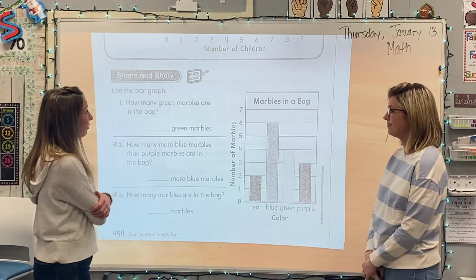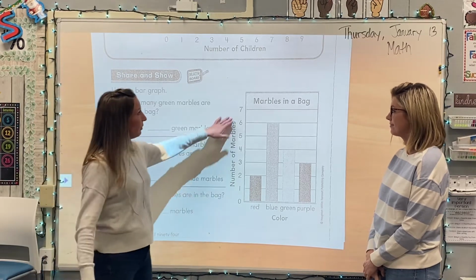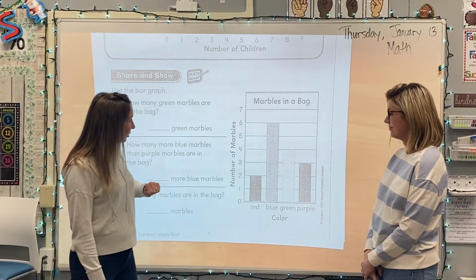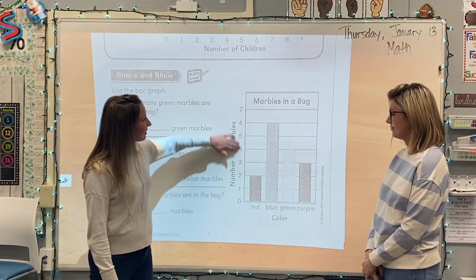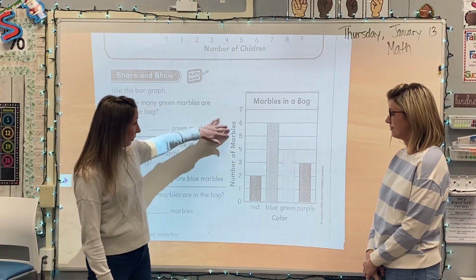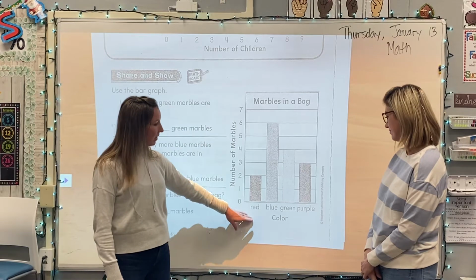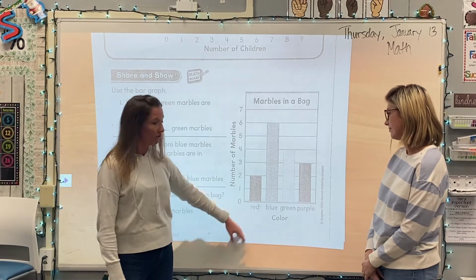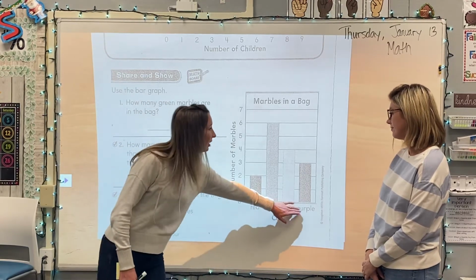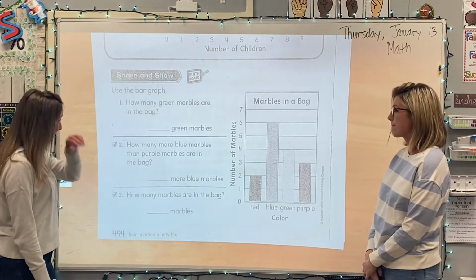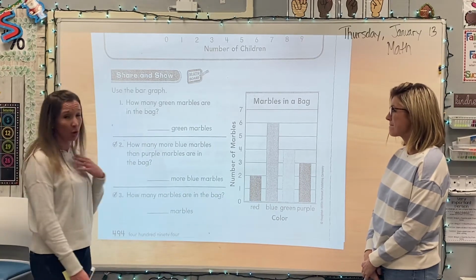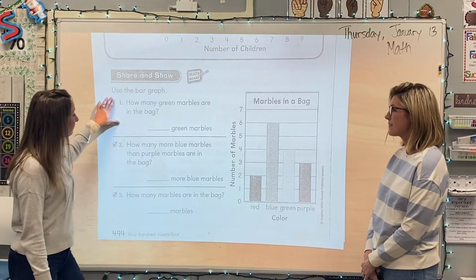So today we have a bar graph that is representing marbles in a bag. And it looks like along the left side of the bar graph, we have the number of marbles. And along the bottom, we have 4 different colors of marbles. We've got red, blue, green, and purple. So let's take a look at some of the questions that we need to answer today.